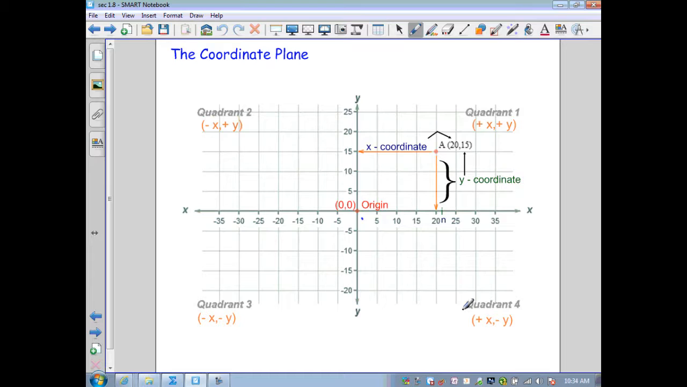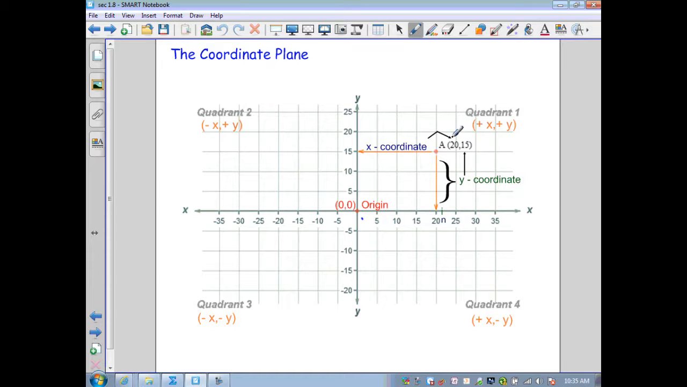We plot points on the coordinate plane using x and y coordinates. Here, we have point A. It is associated with the x-coordinate of 20 and the y-coordinate of 15. Notice on the x-axis, going to the right, 20 units gives us our x-coordinate value of 20. Vertically, we go up an associated y amount of units, which would be 15 units, for my y-coordinate.